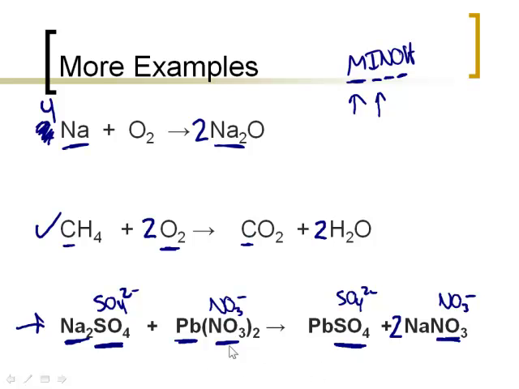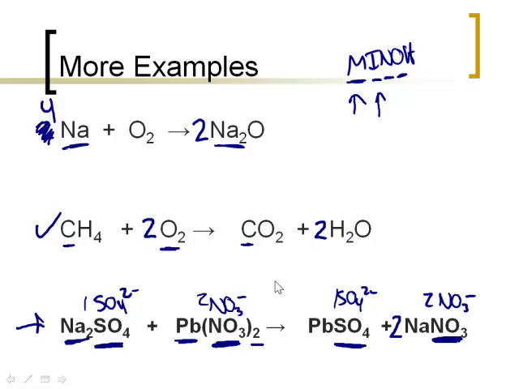On the reactant side of the equation, guys, I have 2 nitrate ions within the unit of lead nitrate. On the product side, I have 2 nitrate ions because I have 2 units of sodium nitrate. These guys balance because I got 2 of those, and I got 2 of those here. I've got 1 of these here, I got 1 of these here, so they balance. Now the whole equation is balanced.